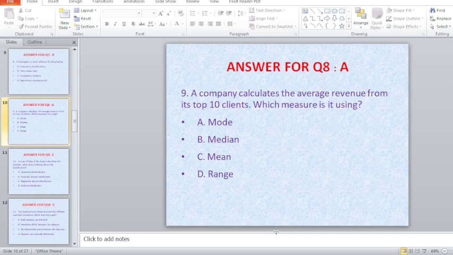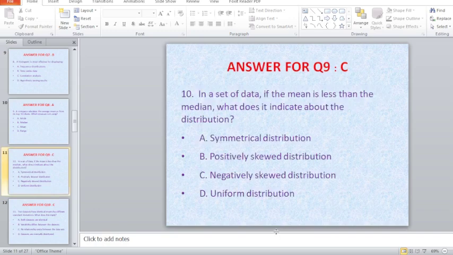Question number 9. A company calculates the average revenue from its top 10 sites. Which measure is it using? A. Mode, B. Median, C. Mean, D. Range. The answer for this question is C, mean.